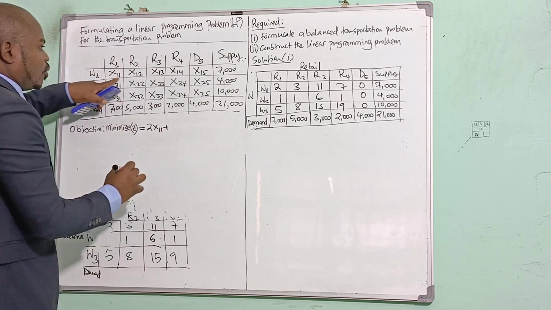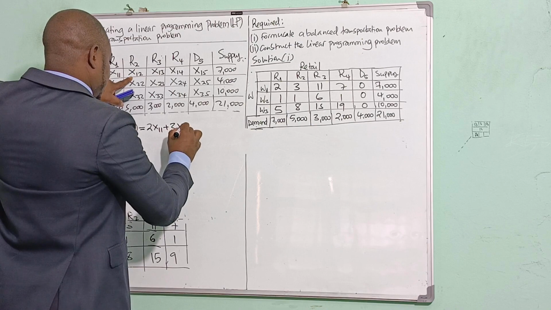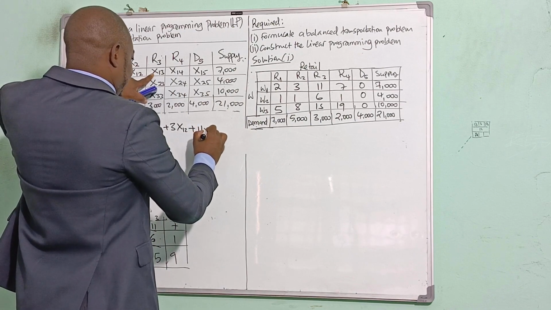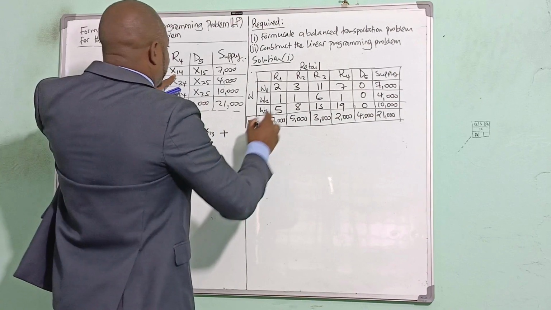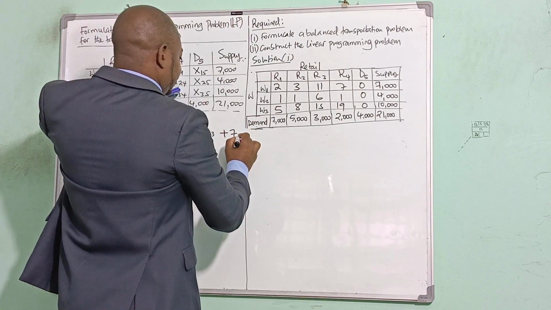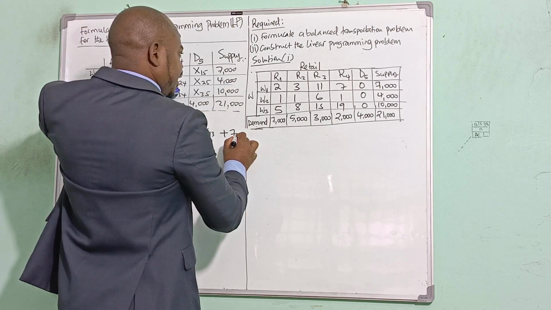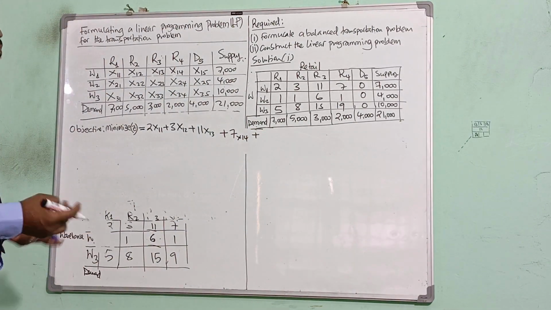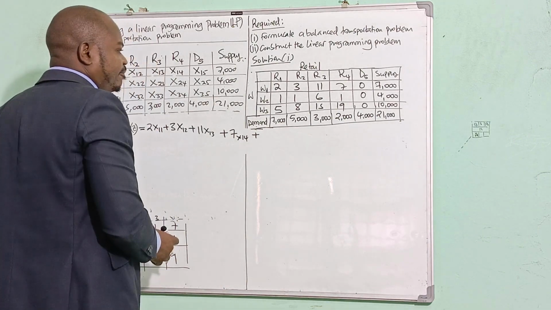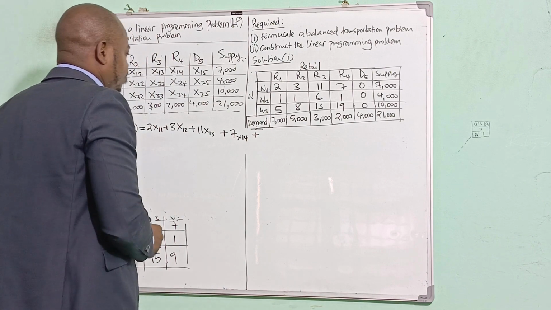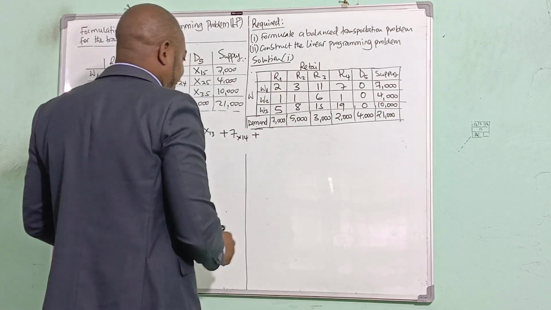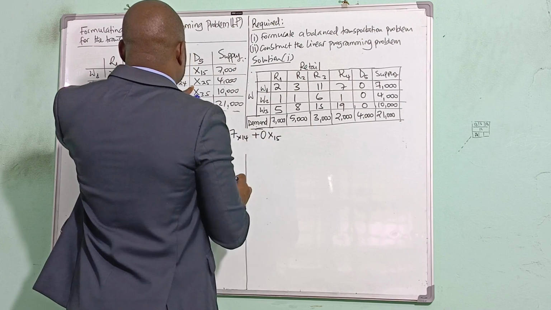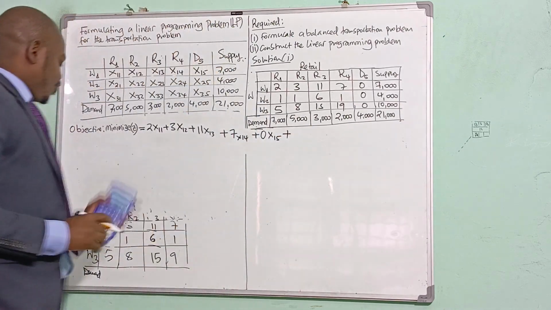2x11 plus, okay, the cost is 3x12 plus, okay, the cost for this one is 11x13 plus, the cost for this one is 7x14 plus the dummy. We can put it there, but however, when we multiply 0 with anything, it will actually give us a 0. So for the sake of just showing, we can indicate a dummy, which is 0x15. Okay, this is just for the sake of indicating.